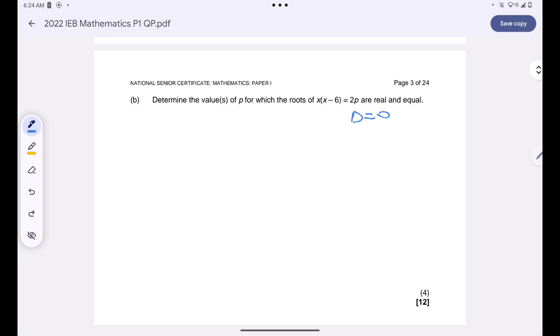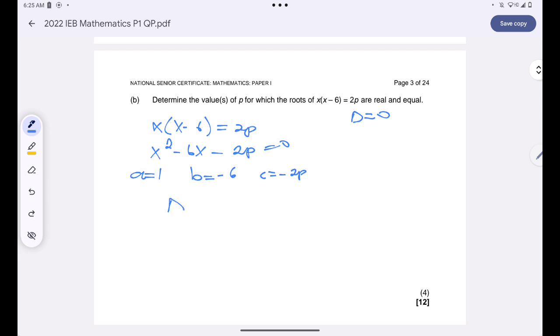Are you together? Okay, so I have an equation like this, and I'm supposed to make sure that it becomes standard form. I must remove the brackets by multiplying both sides by the x over there. I'll have x squared minus 6x. Whenever I bring the 2p to the other side, I'll have negative 2p is equal to 0. So the value of a is 1, the value of b is negative 6, and the value of c is negative 2p, right?